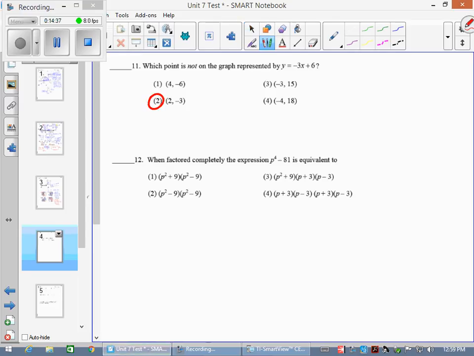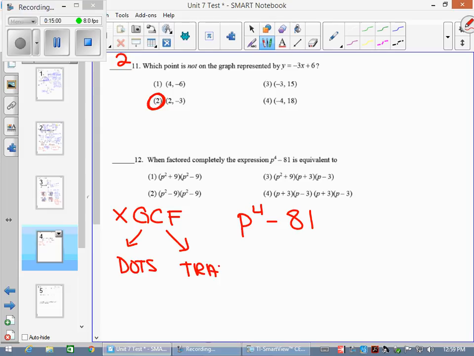Last question, when factored completely, what is this expression equivalent to? So again, in terms of factoring, we first look for GCF. There is nothing in common between p to the 4th and negative 81 except for 1. Then I look for, is it DOTS, if there's 2 terms, or is it some type of TRAM? Now, p to the fourth minus 81 is two terms, so it can't be TRAM, so it must be DOTS.